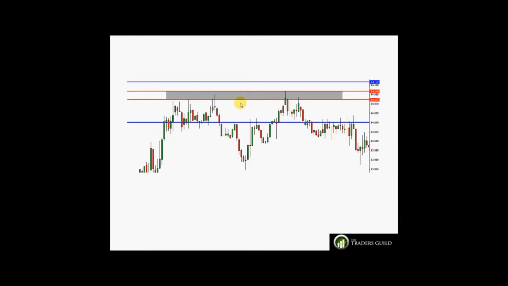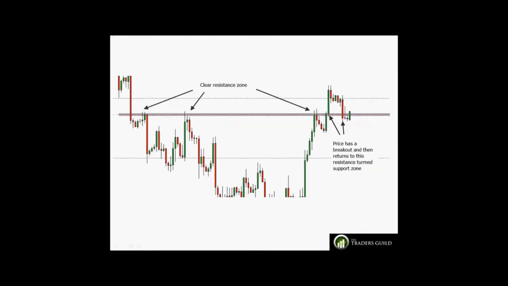Okay, or the swing high, i.e. the double top formation that formed. Okay, that's the second example. We move on to the third example.